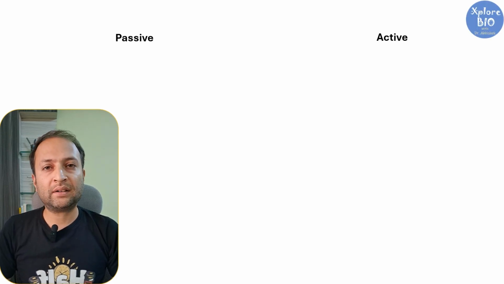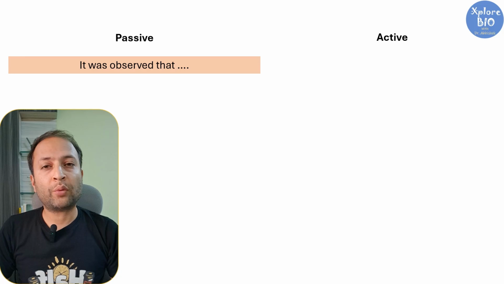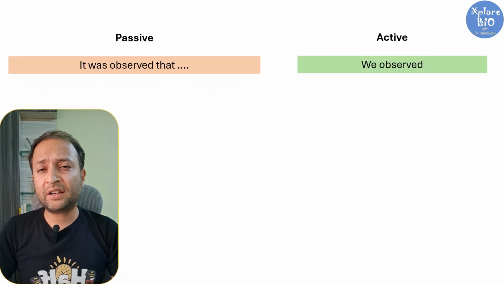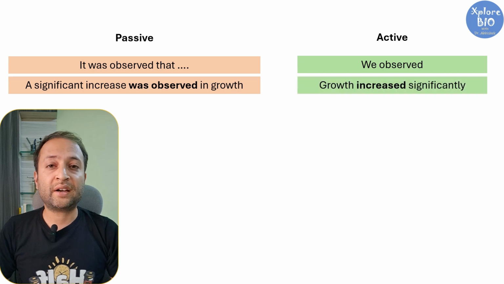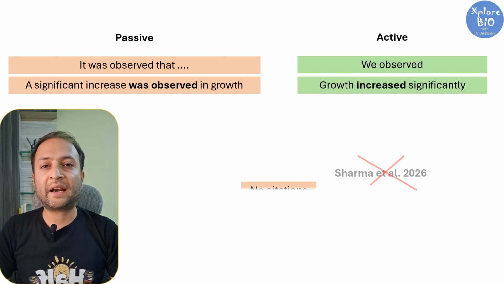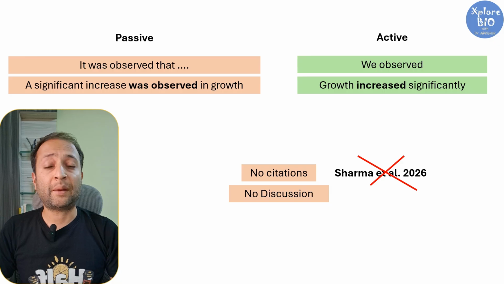Next common mistake beginners make is using excessive usage of passive voice. Try to use active voice. It is better, shorter, and more direct. For example, instead of writing, it was observed that, write, we observed. Or instead of writing, a significant increase was observed in growth, write, growth increased significantly. Also, never add citations or discuss results in an abstract.